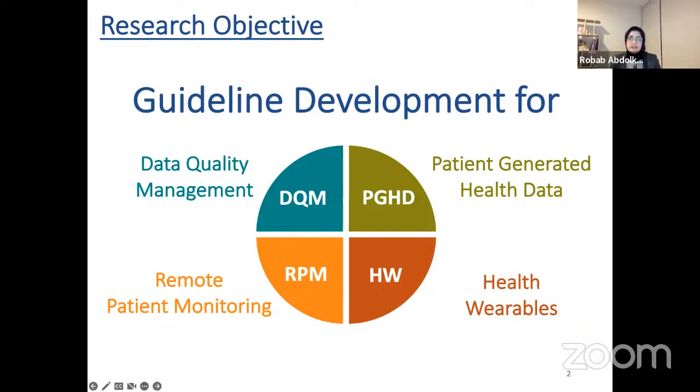The point is that although RPM was primarily used to manage chronic conditions, the COVID-19 pandemic is already accelerating the use of these initiatives to treat mild cases of the disease, as all of you have already noticed that.